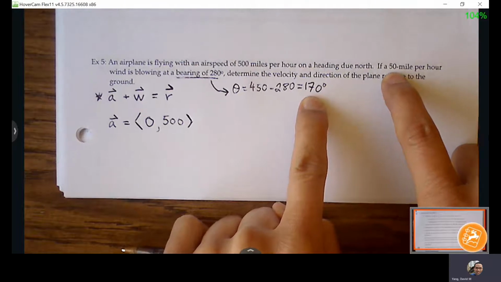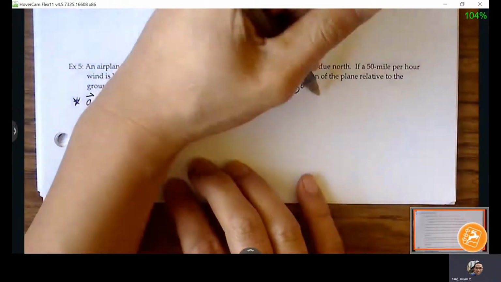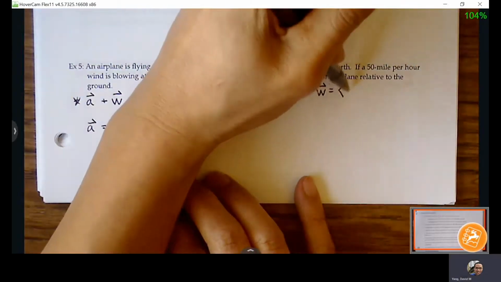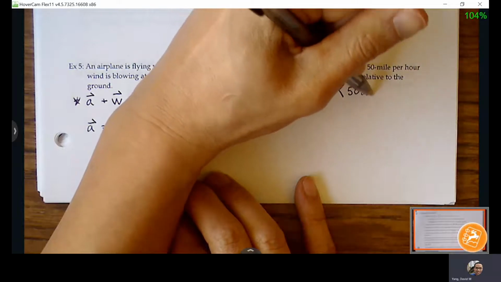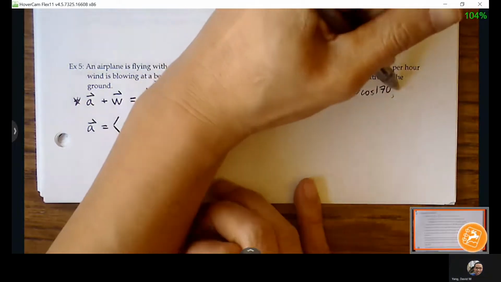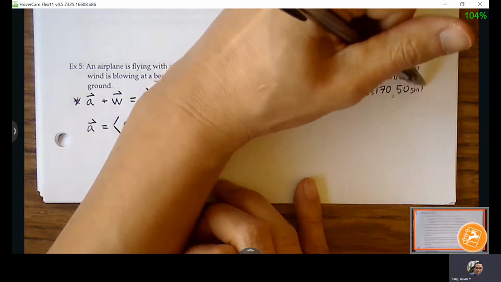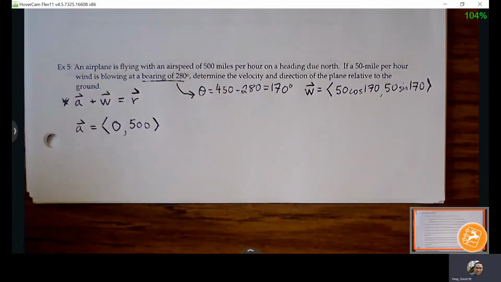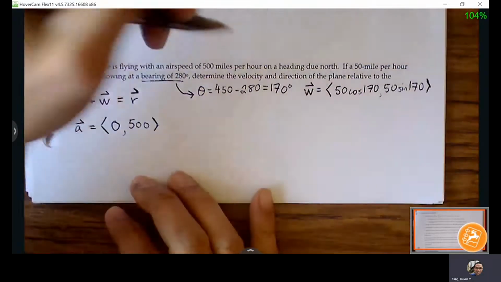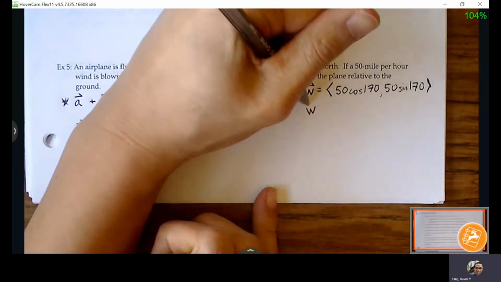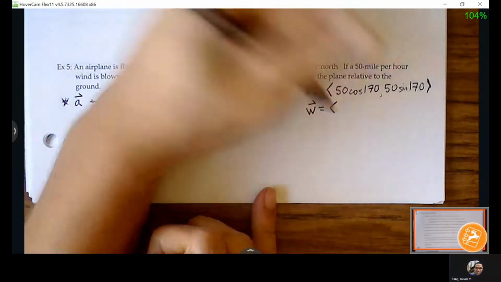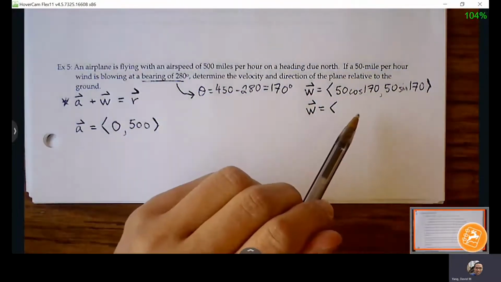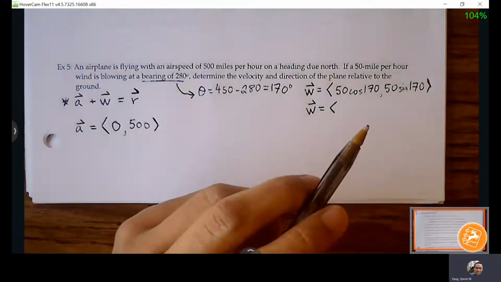So this is the true standard position of the wind, and we have the magnitude and direction of the wind. We can create the component form for the wind: magnitude cosine 170, magnitude sine 170. Use our calculator to clean this up. Enter in your calculator 50 cosine 170 and 50 sine 170.